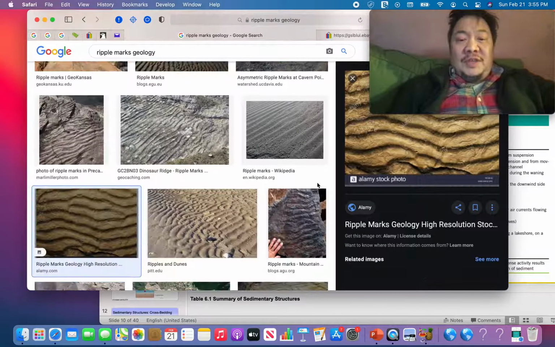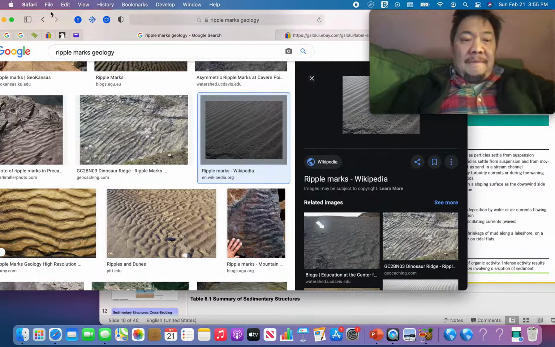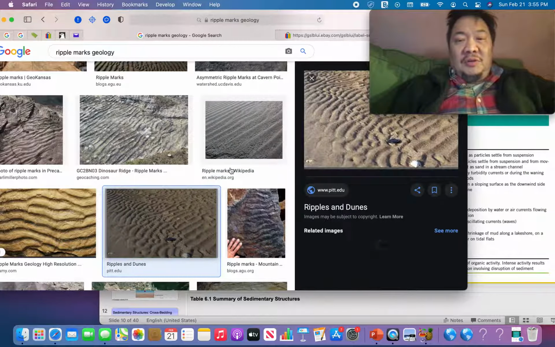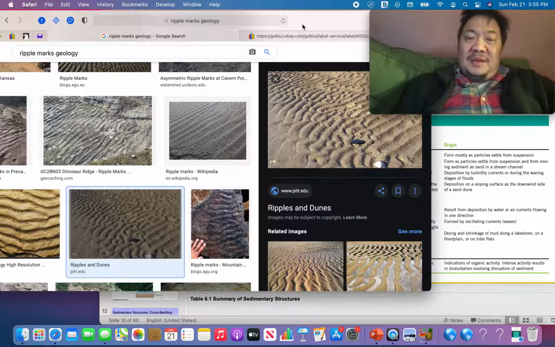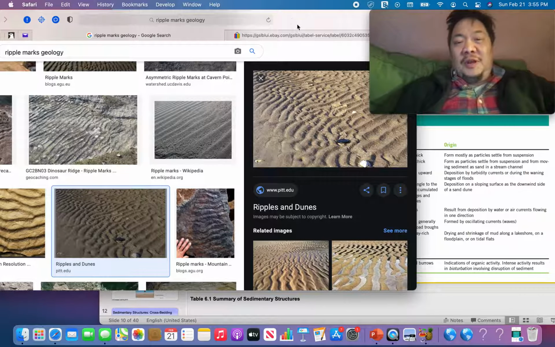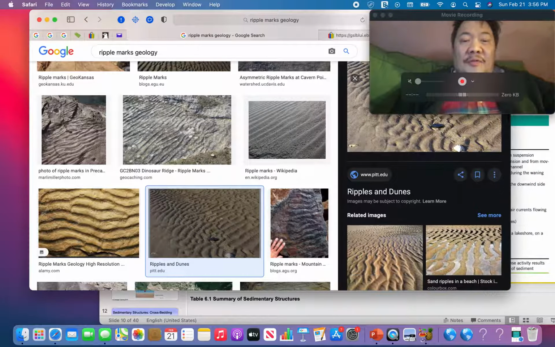I'm sure you've seen these things before. Think back to when you were a little boy or a little girl, and your parents took you out to the river. I'm sure you've been to the river and you've seen these before. So we know that these ripple marks can form in the river, along a river.